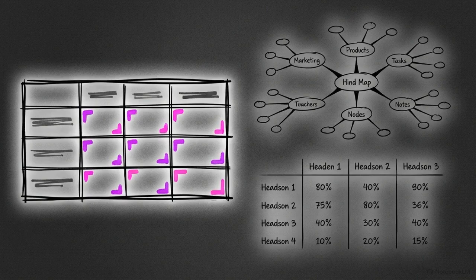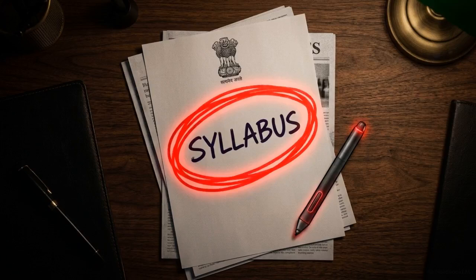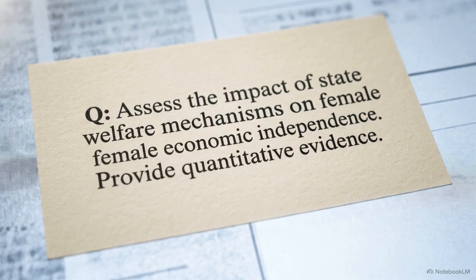Look at your board. You now have a social justice metrics table, a tech ecosystem map, and a comparative capital expenditure tracker. Average candidates read the news to feel informed. Top-tier candidates extract data to build evidence. This board is your evidence. Let's test that evidence against the syllabus. Here is a realistic mains question. Evaluate the role of targeted financial inclusion and asset ownership in driving women-led development in India.